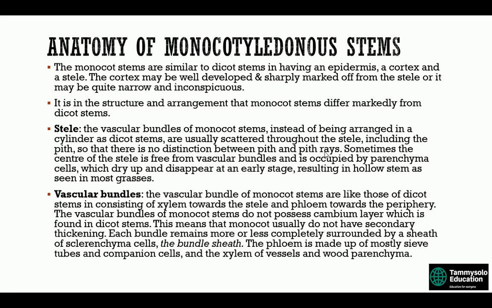The vascular bundle of monocot stems are like those of dicot stem in consisting of xylem towards the stele and phloem towards the periphery. However, the vascular bundles of monocot stem do not possess cambium like that of the dicot, which means they will not exhibit any secondary growth. Okay, so each bundle remains more or less completely surrounded by a sheet of sclerenchyma cells, the bundle sheath. The phloem is made up of mostly sieve tubes and companion cells, and the xylem of vessels and wood parenchyma.